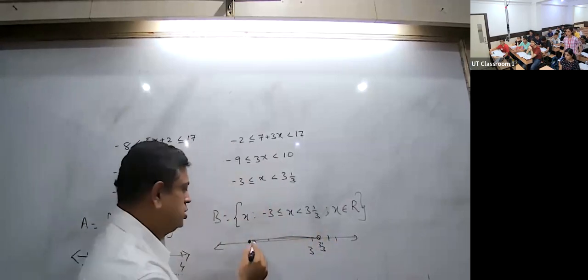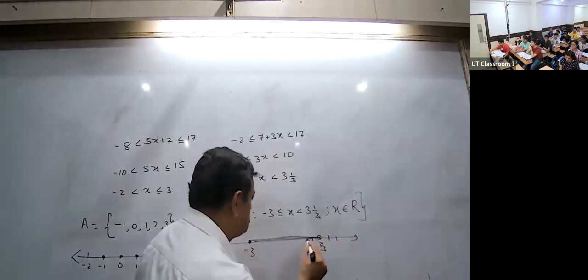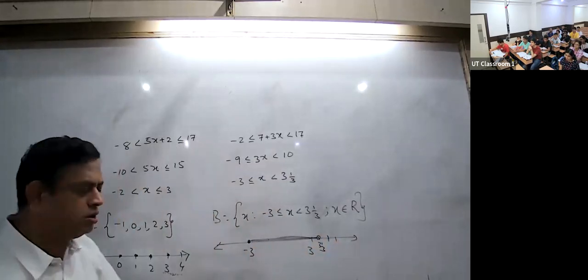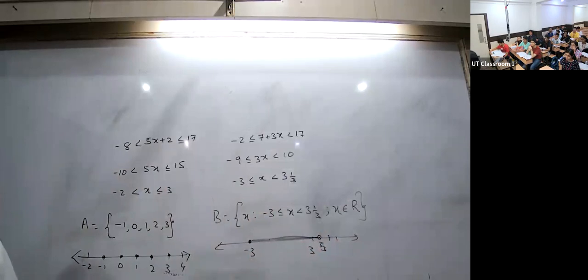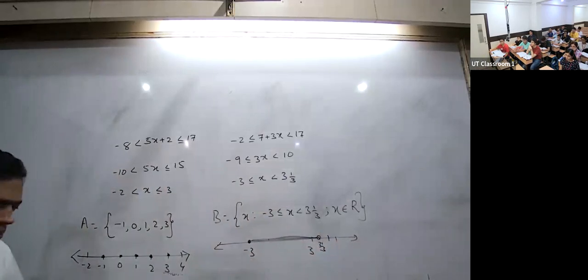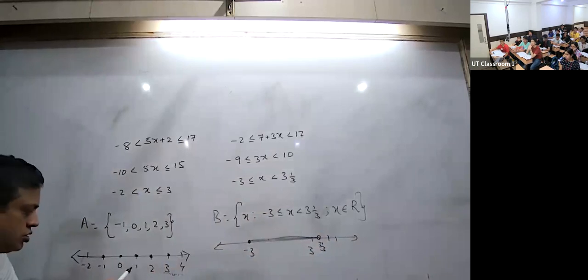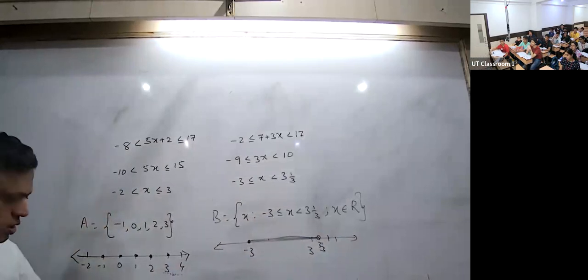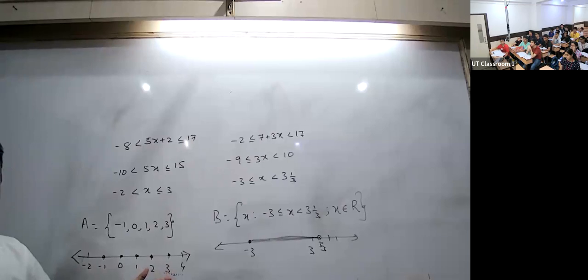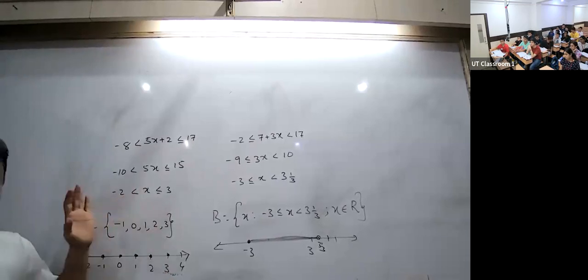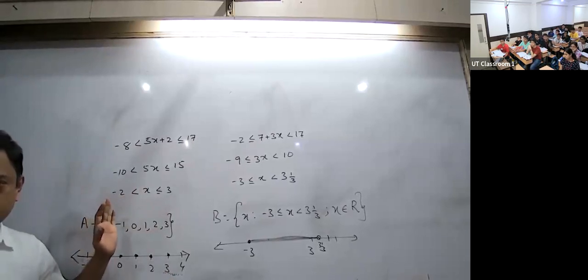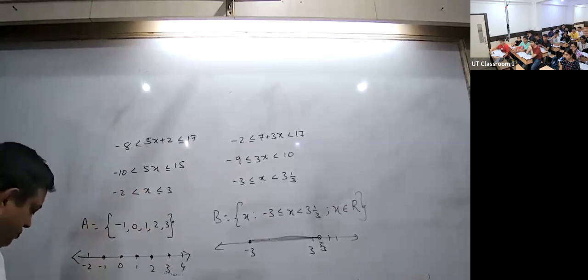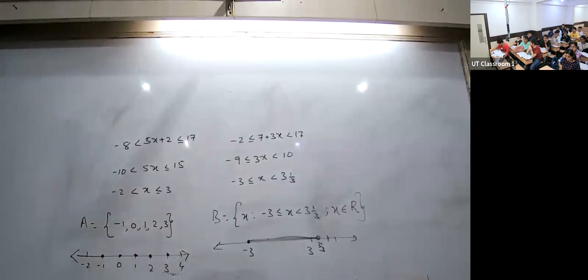Okay, sit down. That condition is for which one? B. Okay, now the intersection. Intersection means what? Common between them. Minus 1 is common between these two. Yes, sir. 0 is common between these two. 1 is common. 2 is common. 3 is common. That's all. Same as A. A itself is the intersection. Yes or no? Yes. Everything is common means A itself.